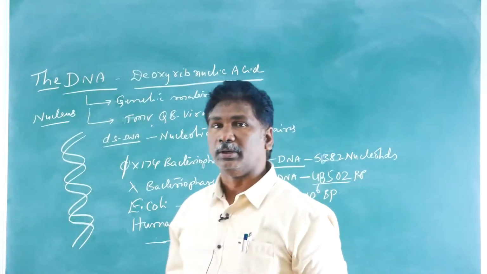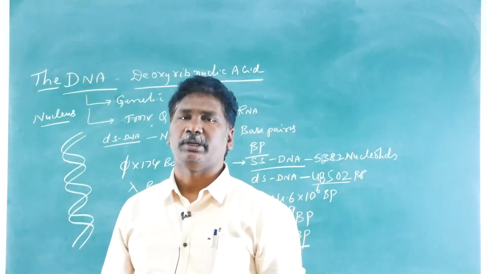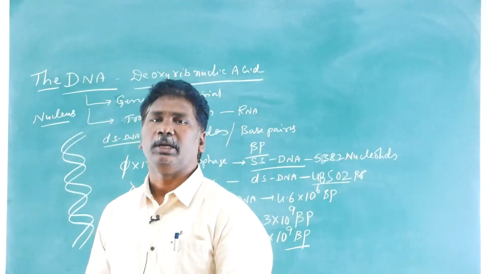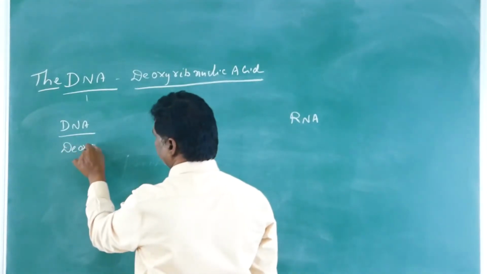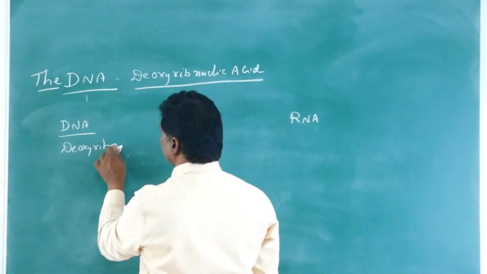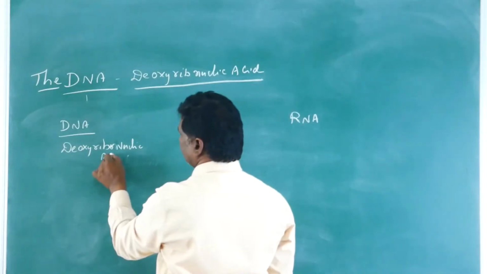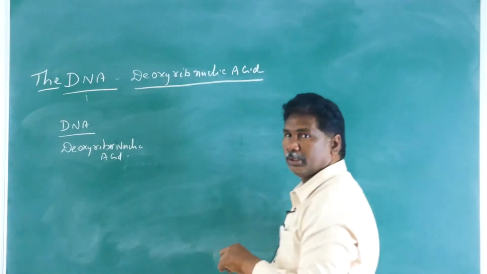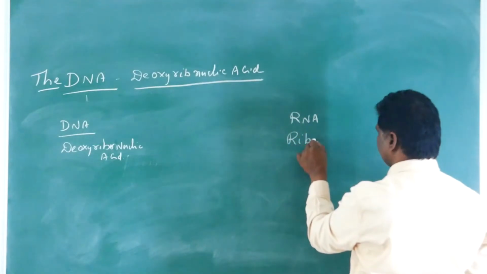So the type of nucleotides, first of all you should know what is nucleotide and what is nucleoside, followed by DNA structure. So it will form deoxyribonucleic acid, DNA, and that RNA, ribonucleic acid.